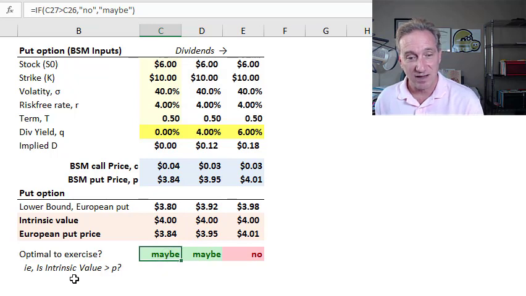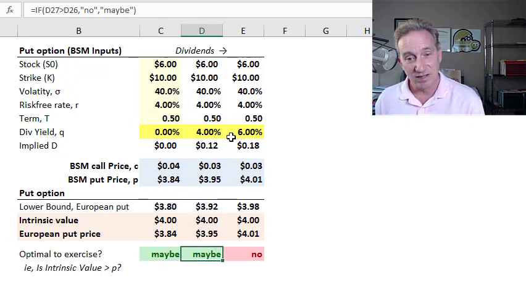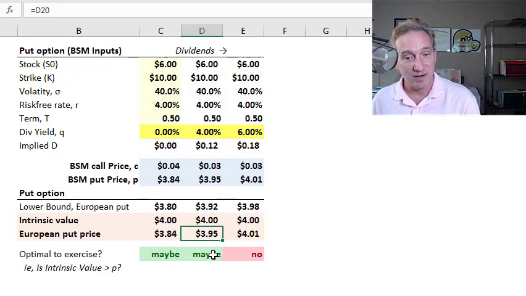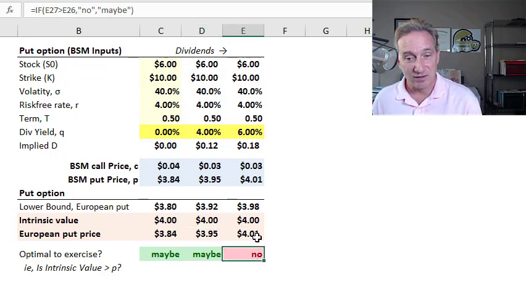And so here in this test, comparing the intrinsic value to the value of the European put, small p, my intrinsic value is actually greater, and so it may be optimal to early exercise. Now, if I increase the dividend, that shows up in my put price here, and in this case, 384 goes to 395. It's still a maybe. At 6% dividend, my put price actually exceeds my intrinsic value, and this high dividend yield, which puts downward pressure on the stock, is finally overwhelming this rule and saying no, in this case, not optimal to early exercise.